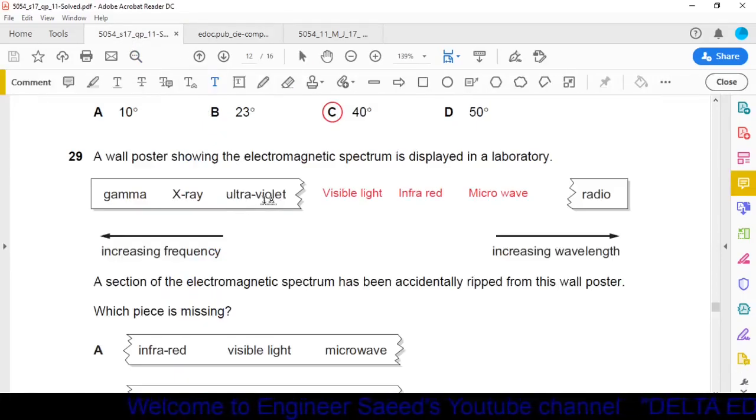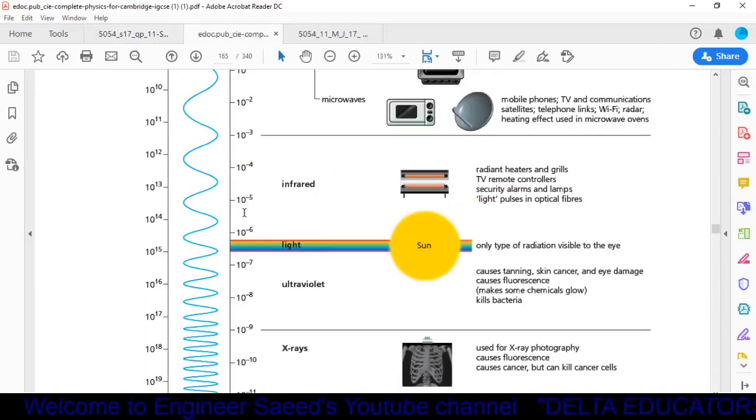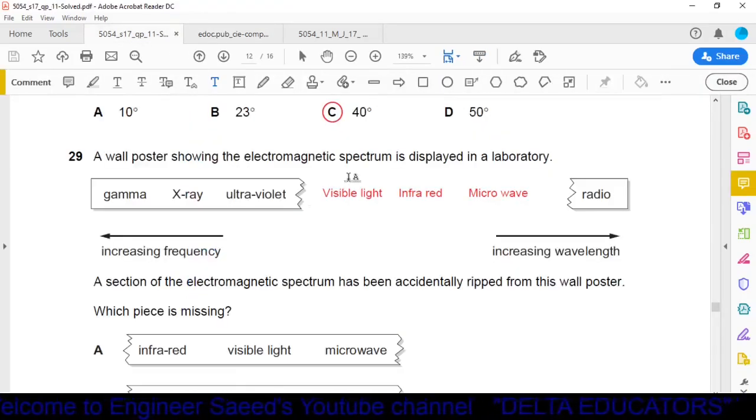Here it is given ultraviolet. So here when we are moving from left to right, the frequency is decreasing. So we can say that after ultraviolet there will be visible light. It is given here, after ultraviolet, visible light, then infrared, then microwave. So here it will be visible light, infrared and microwave.